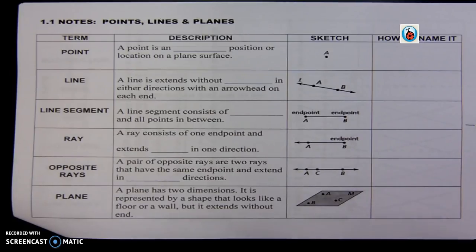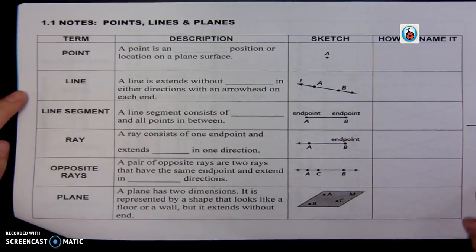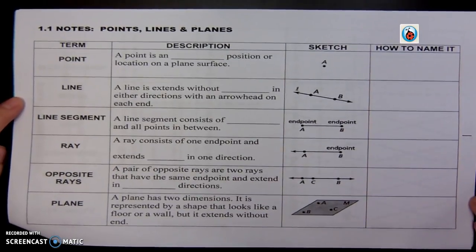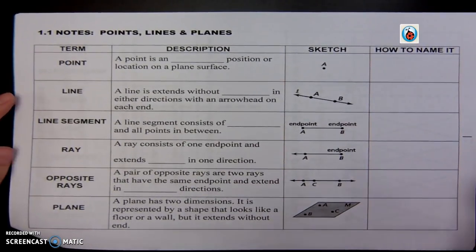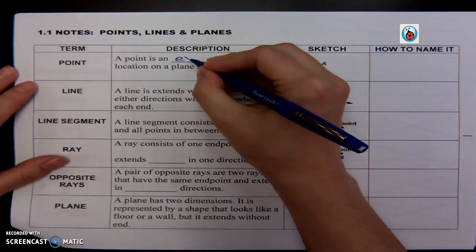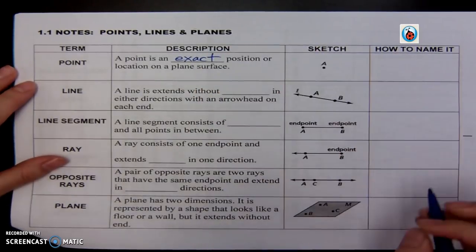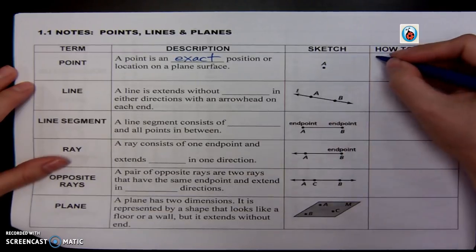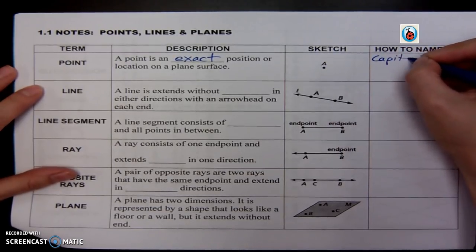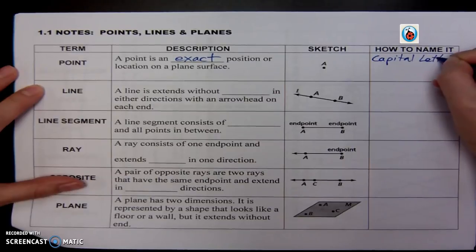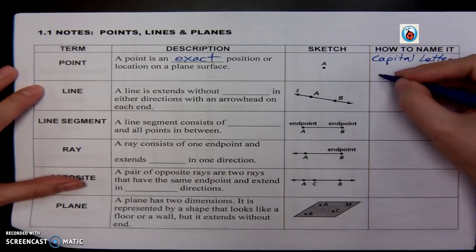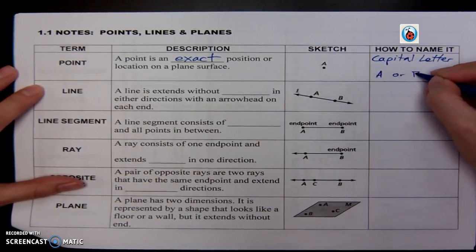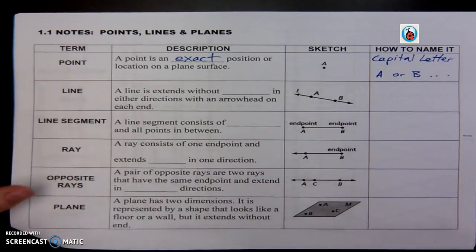Okay, so we're going to just fill in some definitions that you're going to be using for this unit and really a lot of the rest of the geometry. So a point is just an exact position. It's on a plane surface, so it's always sketched with a point, and it's labeled with a capital letter. So an example would be A, or B, or anything else.